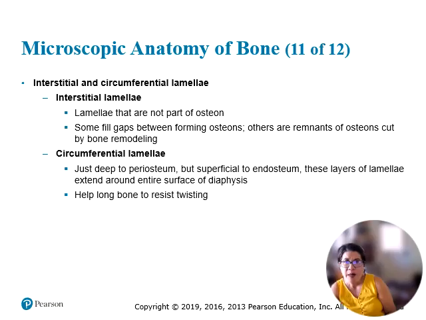Then you've got interstitial lamellae and circumferential lamellae. The lamellae aren't technically part of the osteon, they're like the in-between. But they help support the osteon, is a good way to think of it. And they resist twisting, they give it strength.